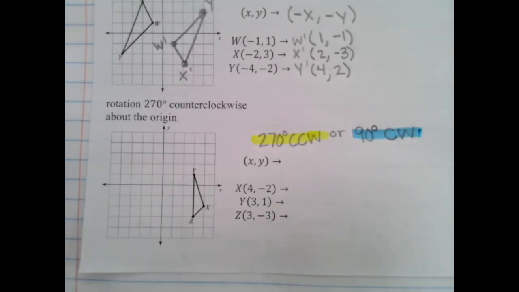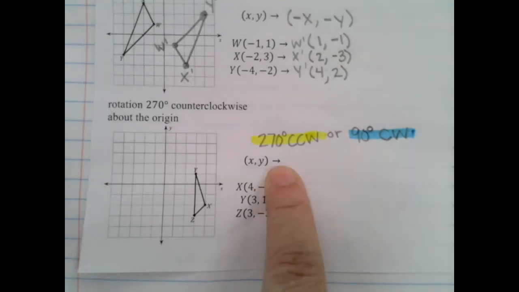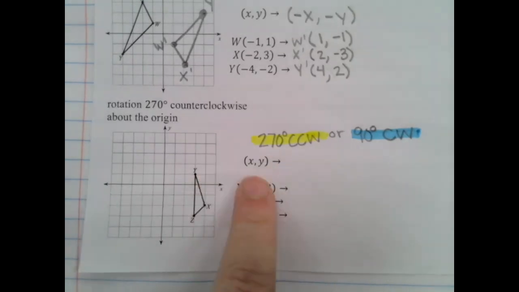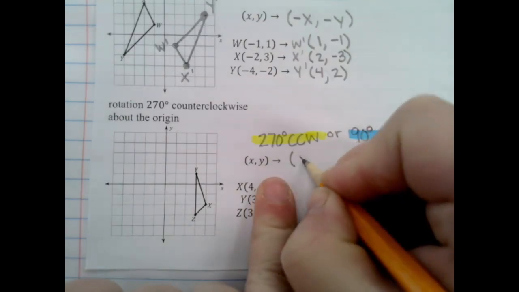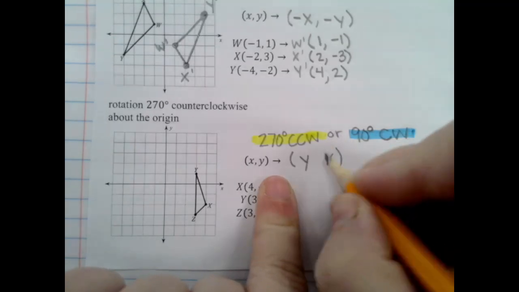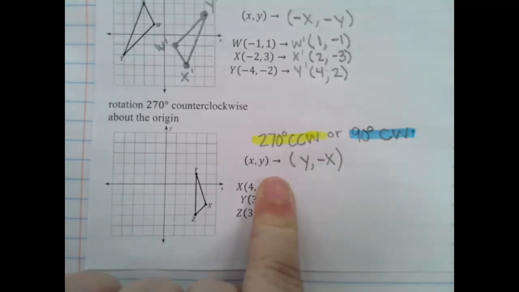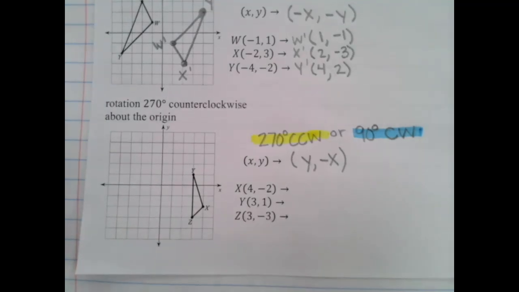Okay, if you're not taking very good notes today, writing down these rules is going to be really important. All right, this time x, y, it's going to change the order. It's going to be y, x, but the part that changes is the x. It's going to be opposite x. So y, opposite x.